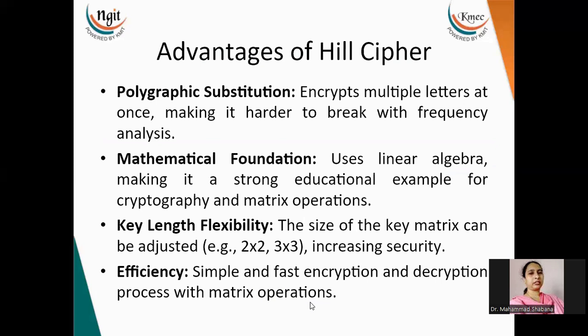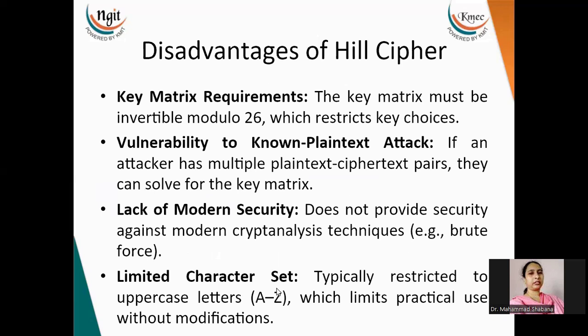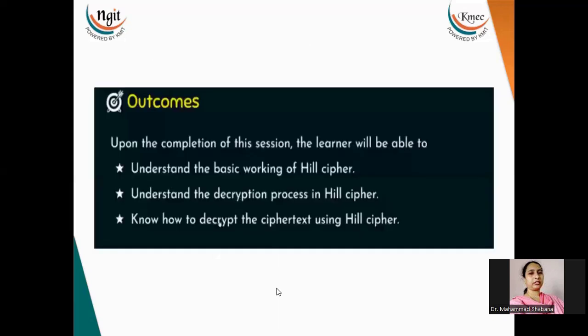Let's review the advantages and disadvantages of the Hill cipher. One of its strengths is the use of matrix multiplication, which makes it more secure against frequency analysis and improves encryption strength. However, there are challenges. The Hill cipher requires the use of invertible matrices, which limits the choice of key matrices. It's also vulnerable to attacks if multiple plaintext-ciphertext pairs are known. Overall, it is an effective cipher for secure block encryption, but can be complex to implement and decrypt without the correct technique. So this is about the advantages and disadvantages of the Hill cipher.